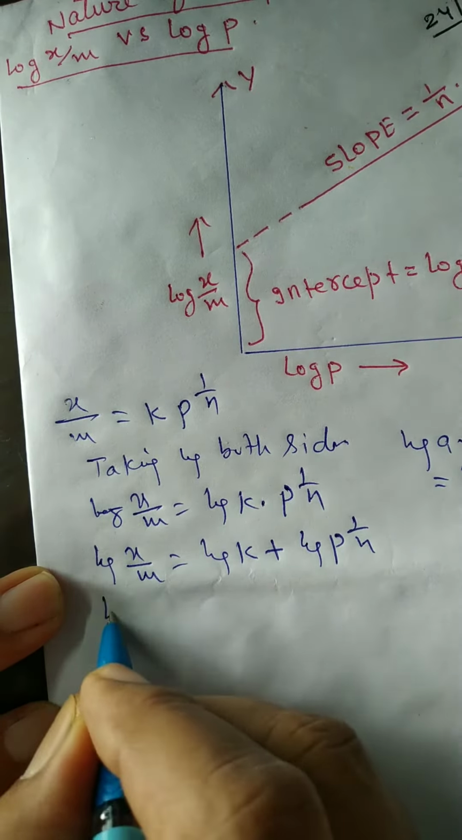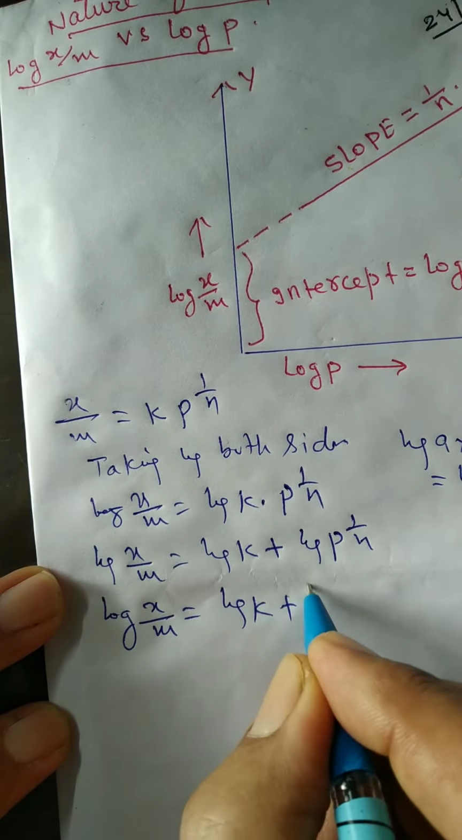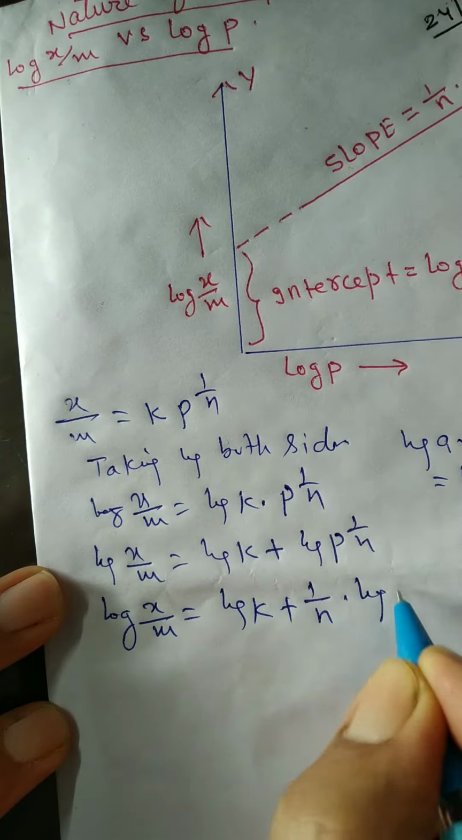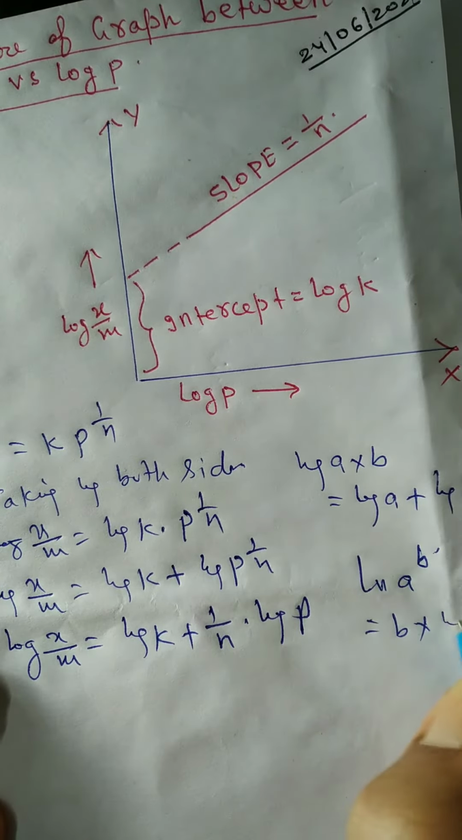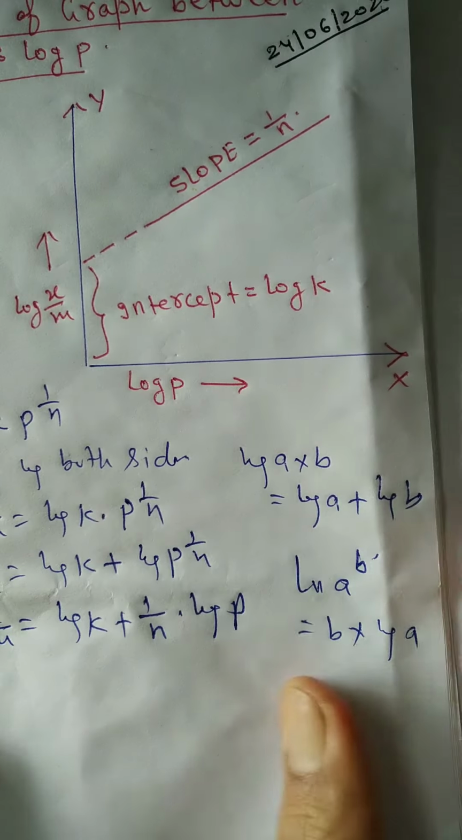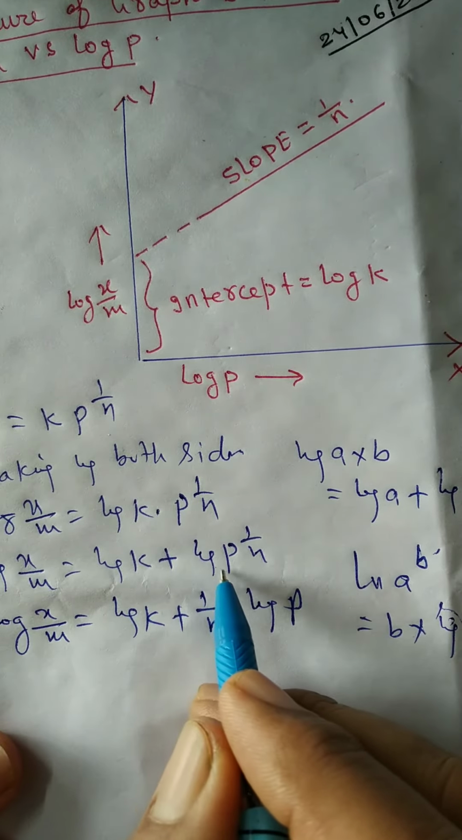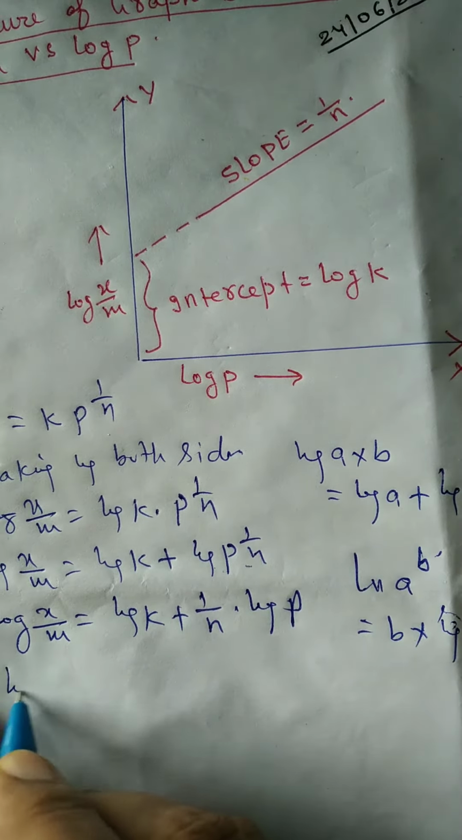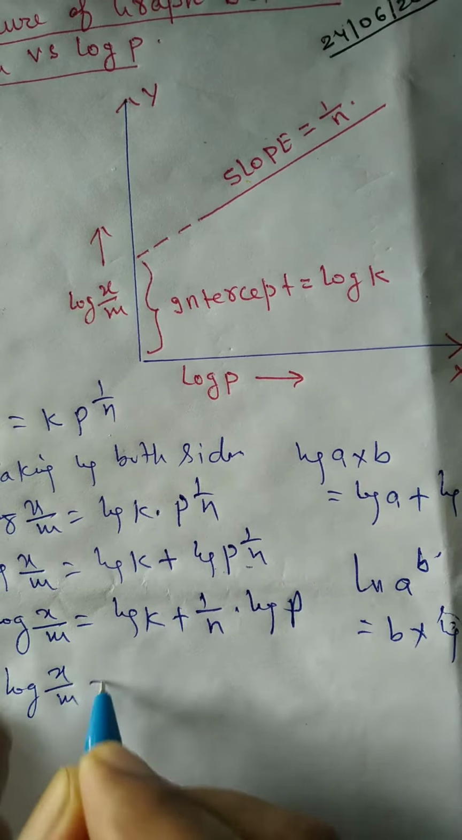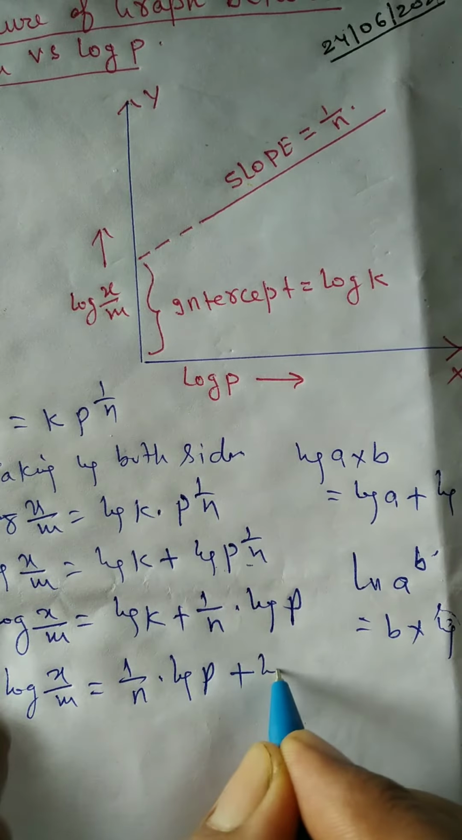Now we can rearrange: log x by m is equal to log k plus 1 by n into log p. Here log a power b is equal to b into log a. It is a property of log. Log a power b is equal to b into log a. Therefore log p power 1 by n is equal to 1 by n log p. Therefore it becomes log x by m is equal to 1 by n log p plus log k.